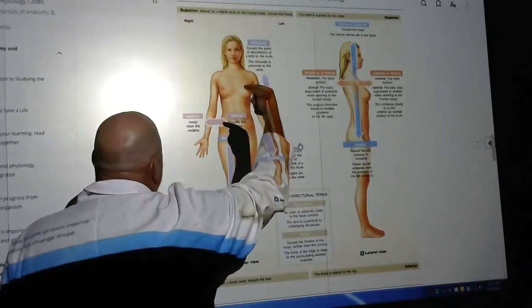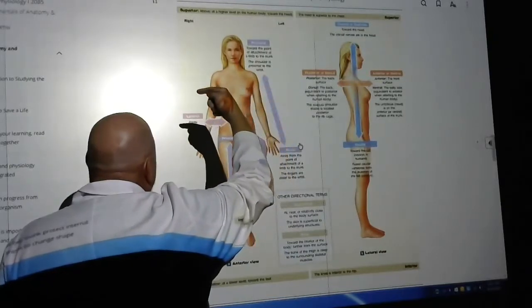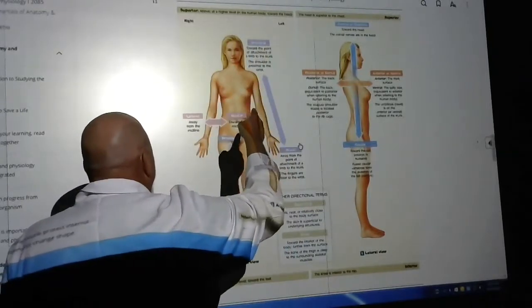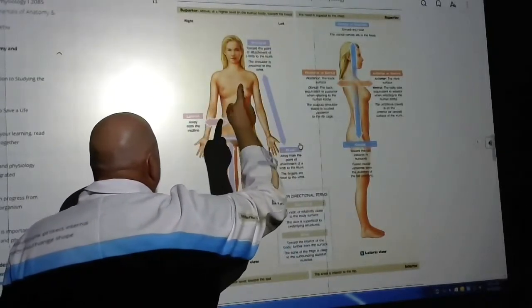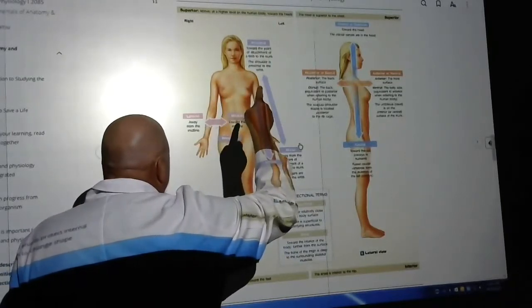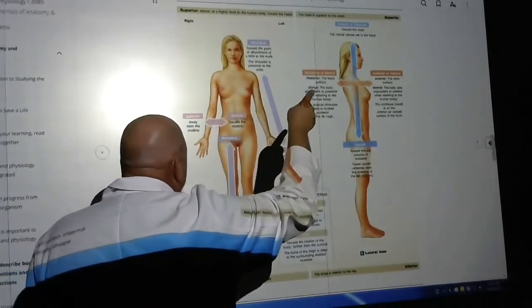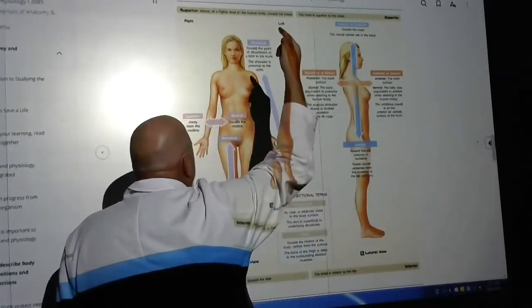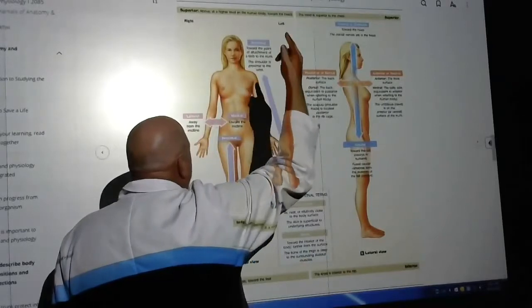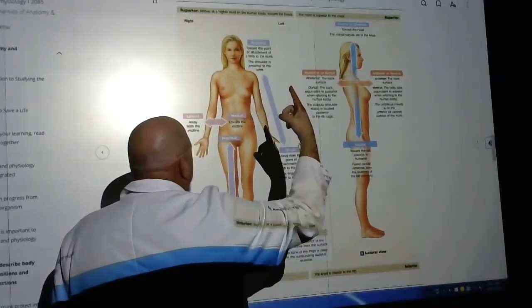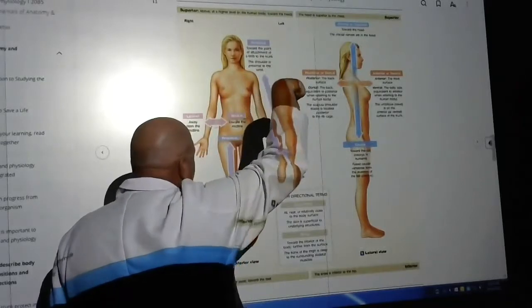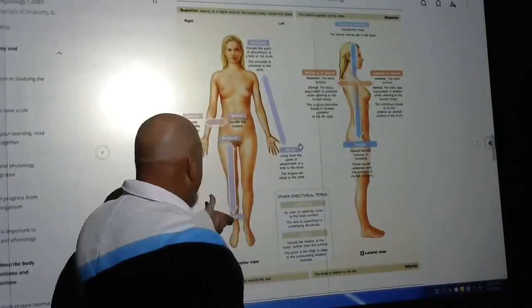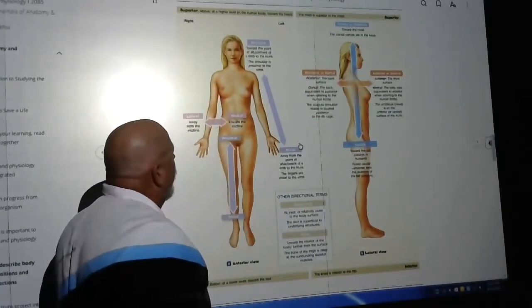So working laterally, you're working out across, away from the midline. If you're working toward the midline, you're working medially, until you cross the midline, then you're working laterally. If you're going up towards where the arm attaches to the shoulder girdle, this is proximal. If you're working away towards the fingers, that is distal or distally. Same with the leg, proximal, distal.